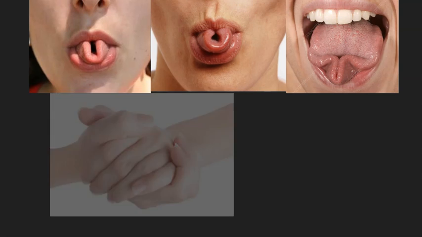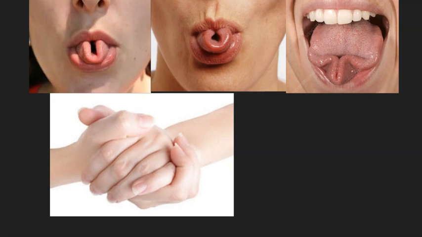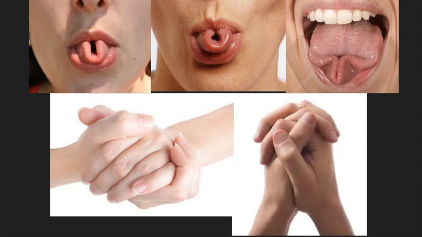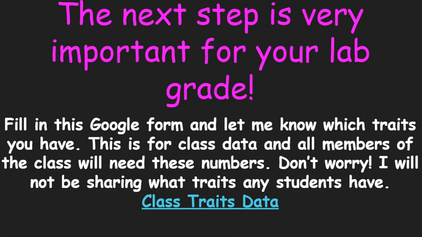And then finally, the clasping of hands, right? So some people clasp their hands and the left thumb naturally goes over the right thumb. And other people, they clasp their hands and their right thumb goes over the left thumb, right? So it's one or the other. The left thumb happens to be the dominant trait, and the right thumb happens to be the recessive trait.